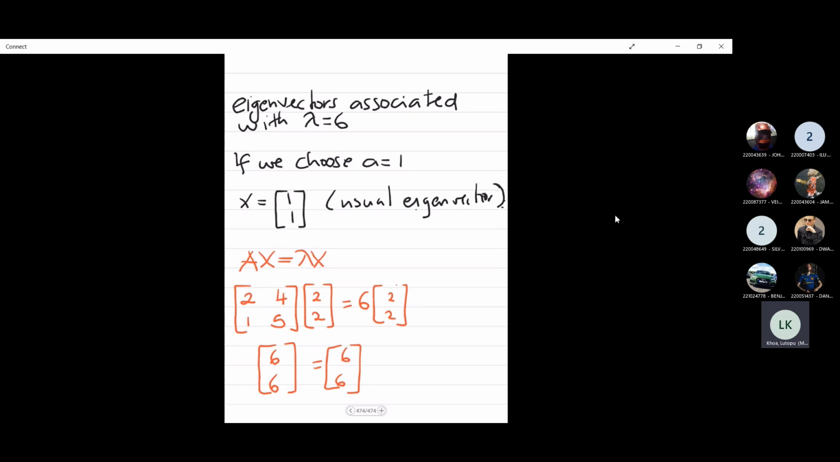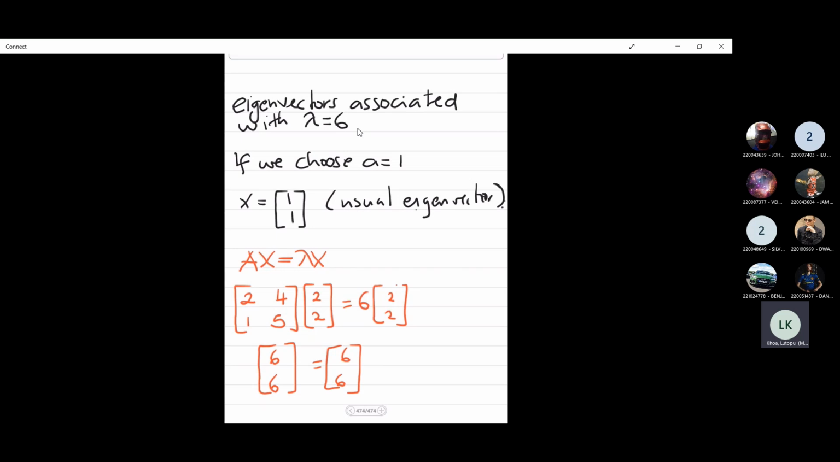Okay, so we continue with eigenvalues and eigenvectors. So like I said, all we are doing is simply working out the eigenvalue. Like with this one, we got our eigenvalue as 6, and then we find the eigenvector associated with that eigenvalue. There isn't just one eigenvector, there is a way that they look.